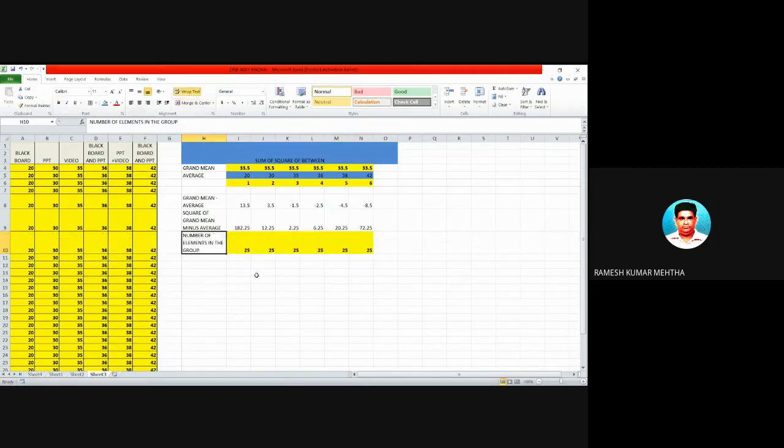Now what you have to do? This is now our area on which we are going to work out. This particular data will be used. That is equal to multiply 182.25 into 25. So you will get 756, and I will drag it. I will get figures like this.